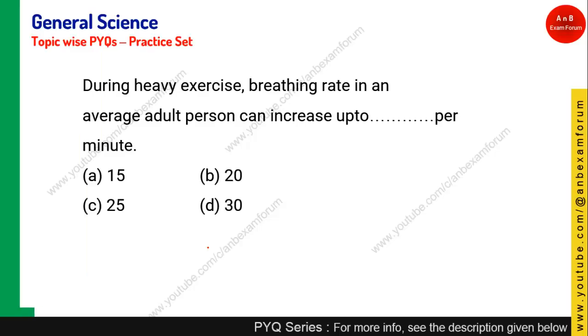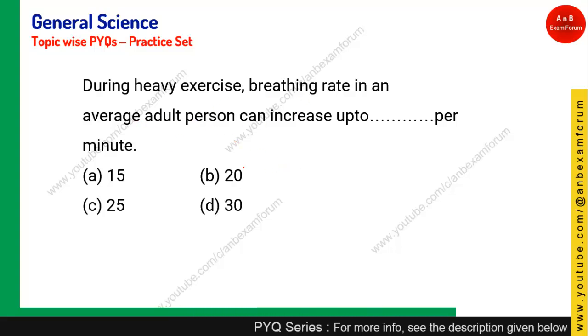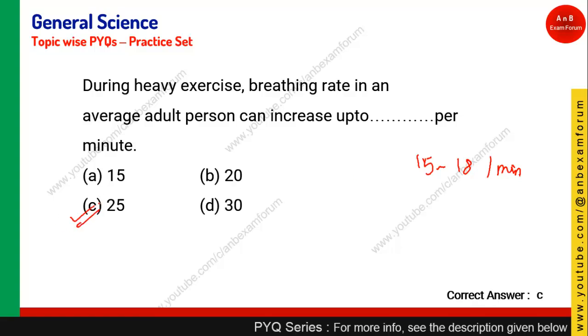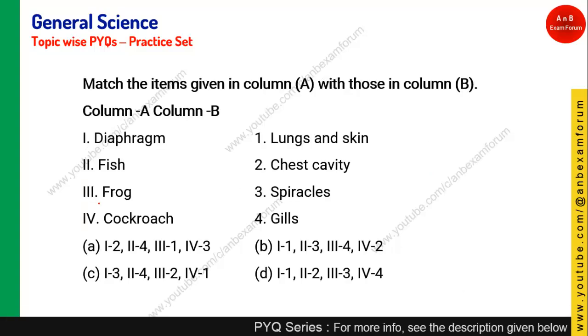Let's see the next question. During heavy exercise, the breathing rate in an average adult person can increase up to dash per minute. Normally you know that the human breathing rate is around 15 to 18 per minute, but when we do exercise it can increase up to 25. So those who have given option C, they are right. 25 is the maximum breathing rate during heavy exercise.